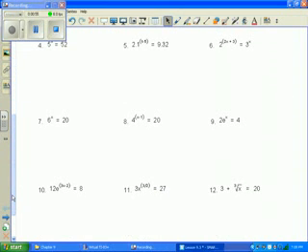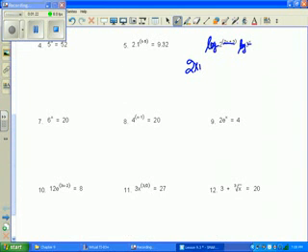Okay, so number 6. I asked myself, where are the variables located? And so the variables are located up in the exponent. So how can I get the variables down? I can get the variables down by logging both sides. So I'm going to take the log of both sides.